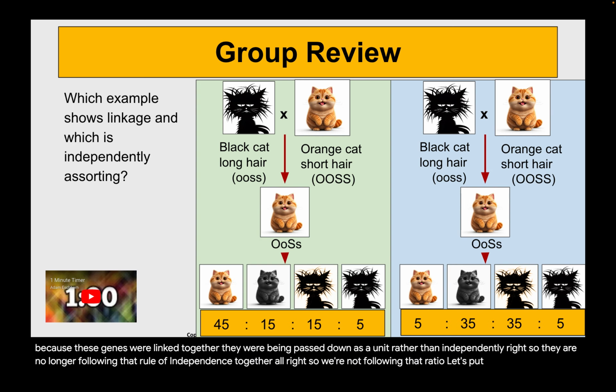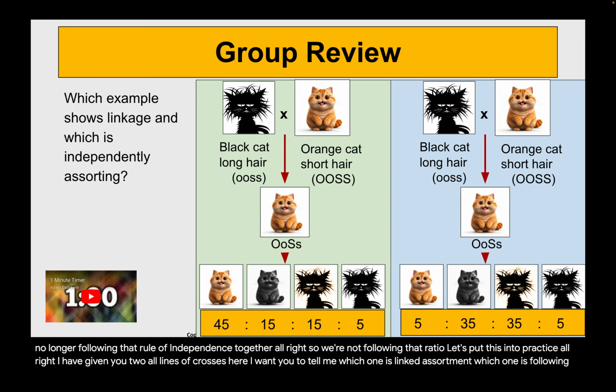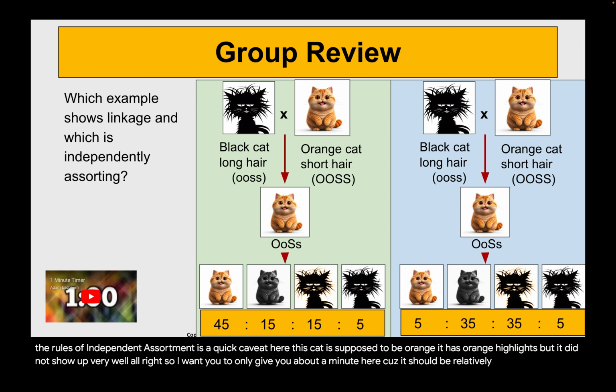Let's put this into practice. All right, I have given you two lines of crosses here. I want you to tell me which one is linked assortment, which one is following the rules of independent assortment. As a quick caveat here, this cat is supposed to be orange. It has orange highlights, but it did not show up very well. All right, so I'll only give you about a minute here because it should be relatively fast to figure this out.